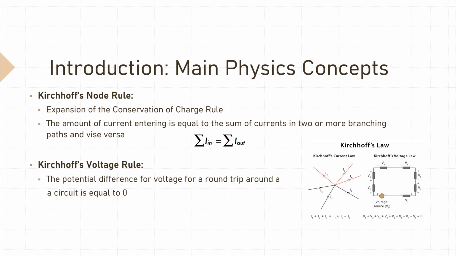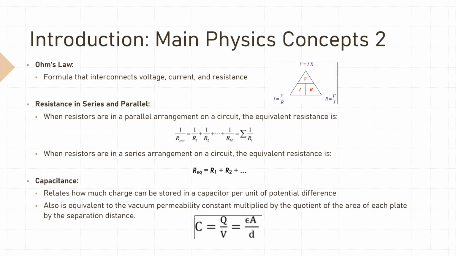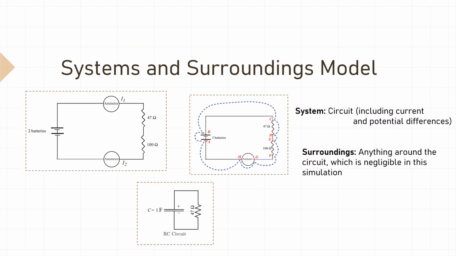Some main physics concepts explored in this experiment are the node rule, where the amount of current entering is equal to the sum of the currents in two or more branching paths and vice versa, and the voltage rule, where the potential difference for a round trip around a circuit is equal to 0, as well as Ohm's law, which interconnects voltage, current, and resistance, and the two different resistance equations for resistors in series and parallel, and capacitance, which relates how much charge can be stored in a capacitor per unit of potential difference.